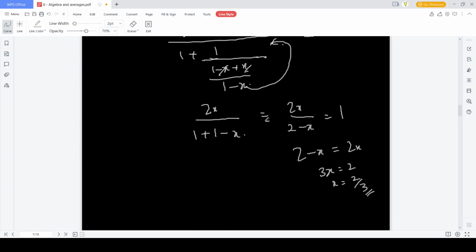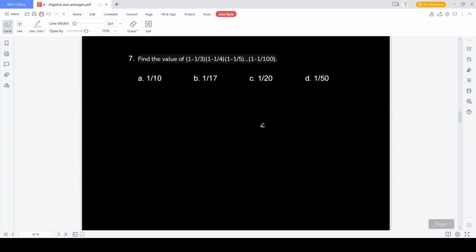They asked what is the value of x. Fine, next question. Find the value of (1 minus 1/3) into (1 minus 1/4) into (1 minus 1/5), so on up to (1 minus 1/100). Obviously in these questions you cannot expand and substitute. You cannot go and multiply. So there should be some way where everything cancels itself.